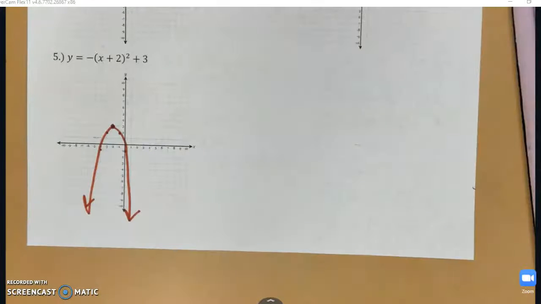So this is just to connect your prior knowledge with your new knowledge and recognize that you can get an idea of what these parabolas should look like on your graphs simply by knowing your transformations. And that will conclude our Day 2 notes on graphing quadratics.